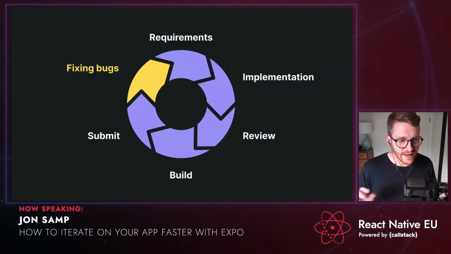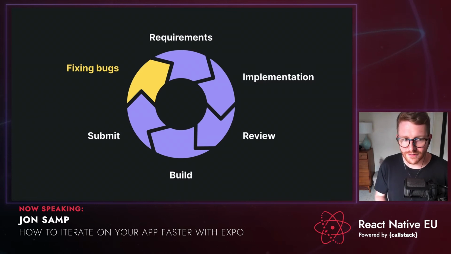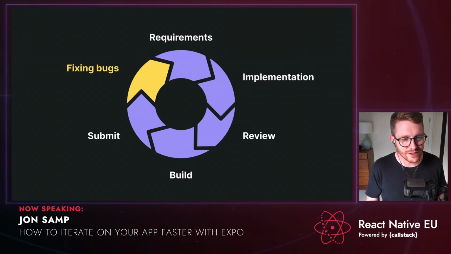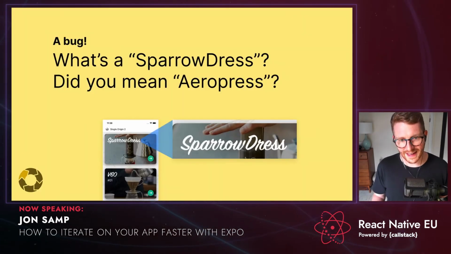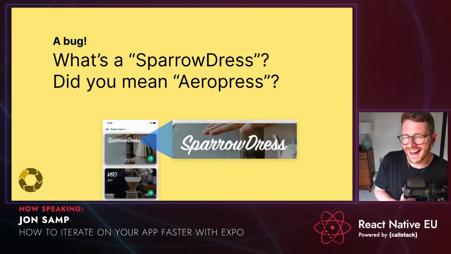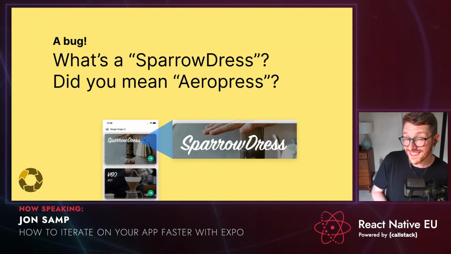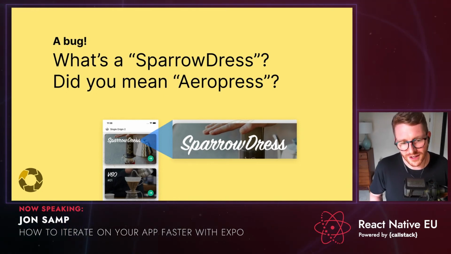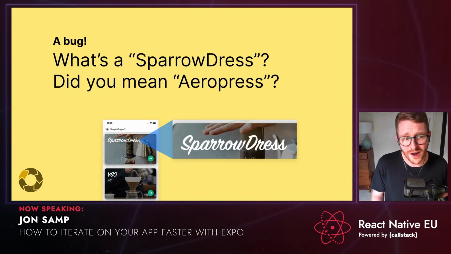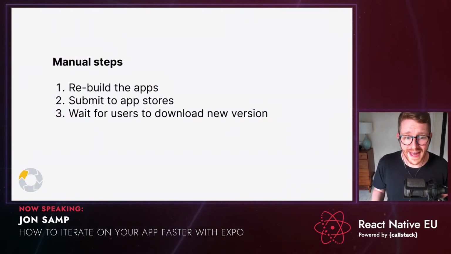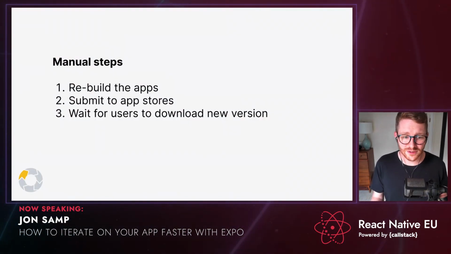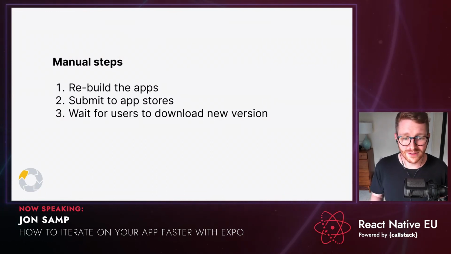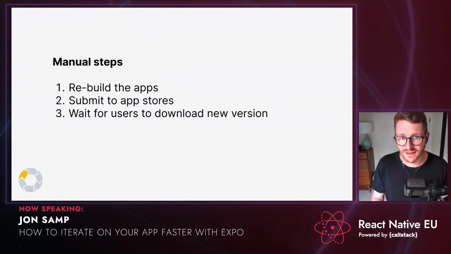So our app is now out in the store, and we've actually found a bug, or let's at least pretend that we did. A popular way to brew coffee is using something called an AeroPress. But let's say that instead of writing AeroPress, we accidentally wrote Sparrow Dress instead. So if I wanted to fix this bug in production, which is a pretty blatant bug, I would need to rebuild my apps. I would need to resubmit them to the app stores, and then I would need to wait for my users to download that new version.